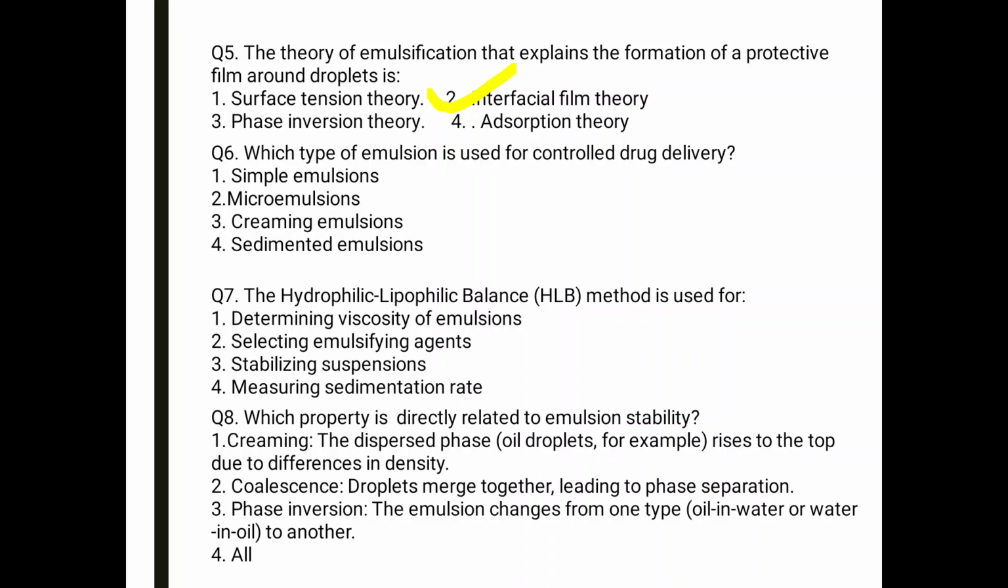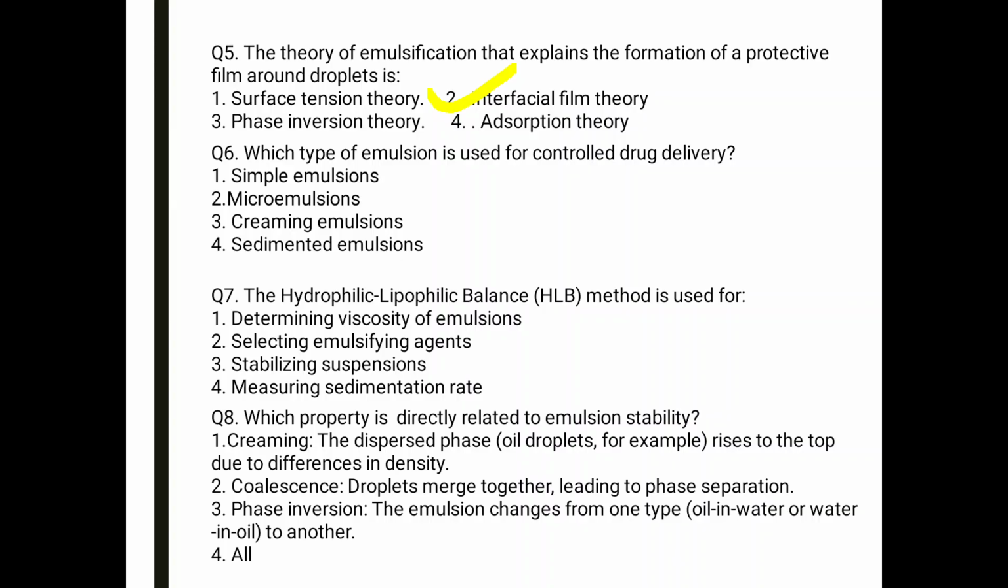Next, which type of emulsion is used for a controlled drug delivery system? A controlled drug delivery system means a drug delivery system that releases the drug in a controlled manner, meaning a novel drug delivery system. Controlled drug delivery follows zero order kinetics and does not depend upon concentration. Which type of emulsion is used? First, simple emulsion. Second, micro emulsion. Third, creaming emulsion. Fourth, sedimented emulsion.